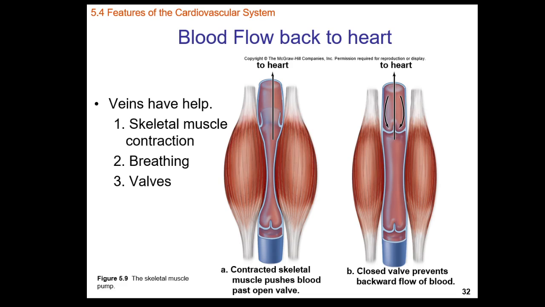So the veins have valves in them, and one of the things they do is they partner with the muscular system so that as the blood is flowing back up to the heart, skeletal muscles can contract, and that will help push blood through, open the valves, and allow that blood to flow through. Once the skeletal muscles relax, the valves can close shut again. Now the blood is not able to backflow.